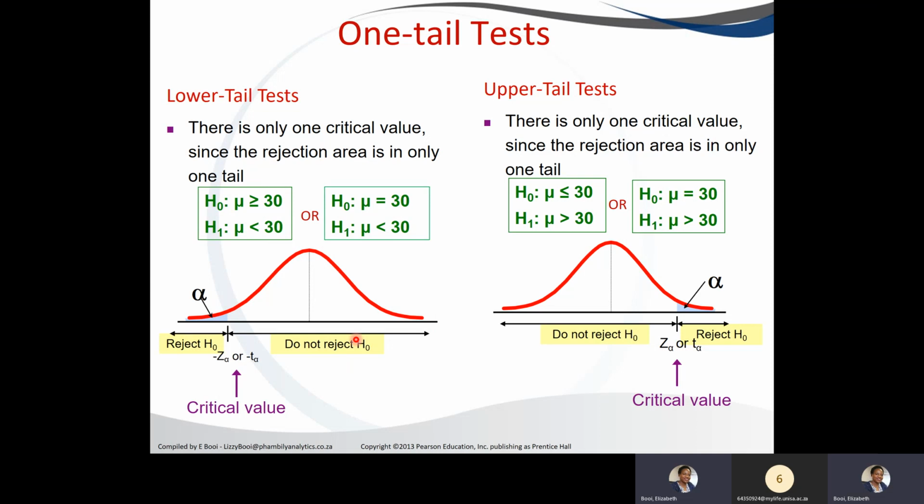Similar with the upper tail area, which is a one-tail area as well. If it is greater than, we put it on the positive side, and anything that falls on this side of the area, we're going to reject because this is the rejection area. Anything in the white side of the area, we do not reject.